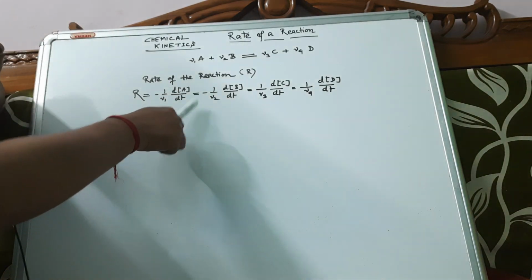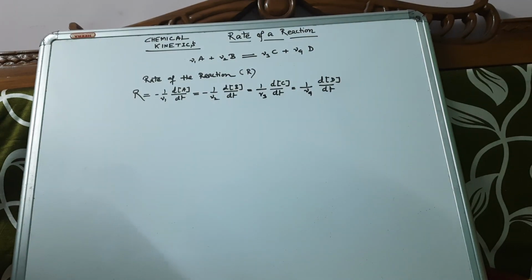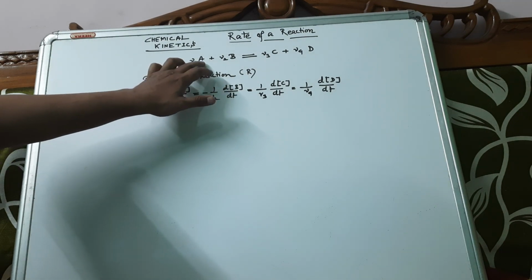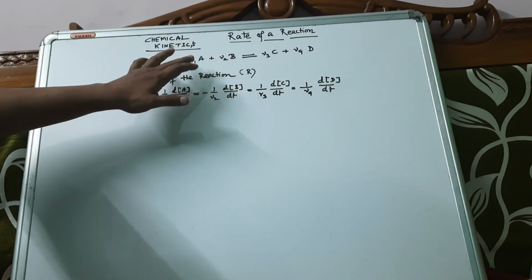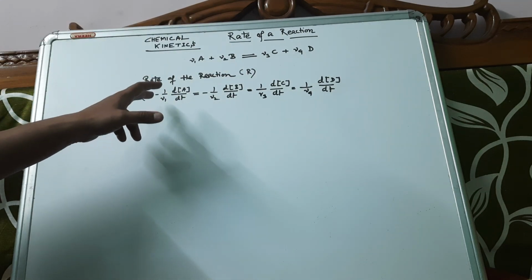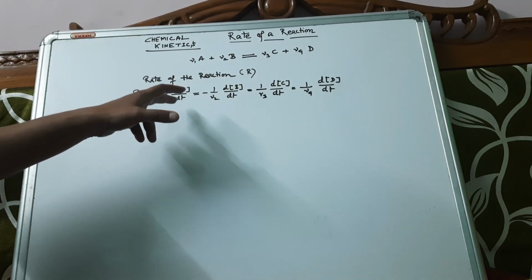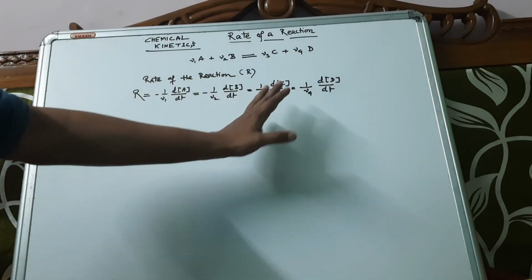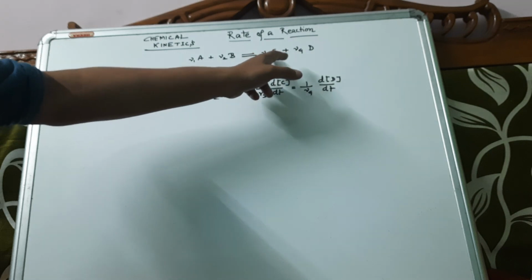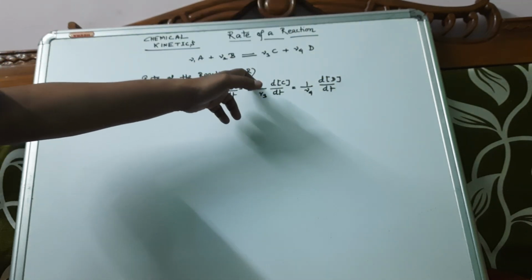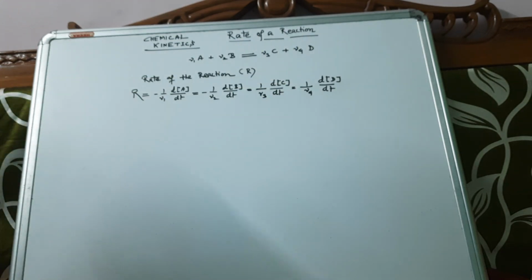Please write down this equation. Look, here the negative sign appears only in case of A and B, because A and B are the reactants. So the concentration of A and B gradually decreases. Therefore, the negative sign appears against the change of concentration of A and B. But no negative sign appears in case of C and D, because C and D are the products, so their concentration gradually increases. So no need to put a negative sign here.